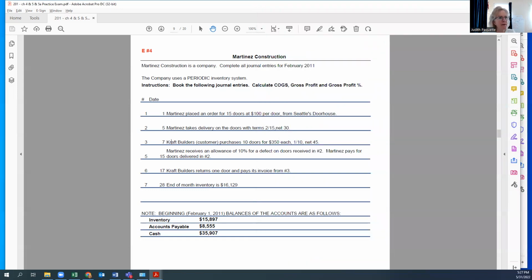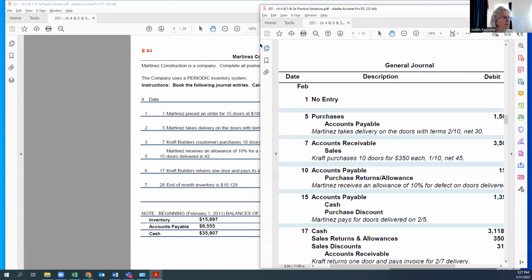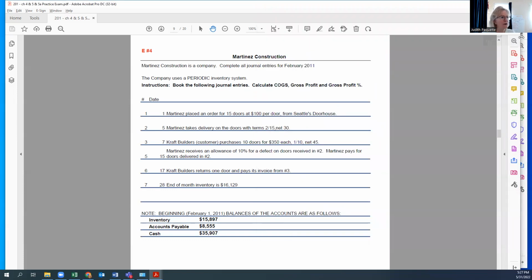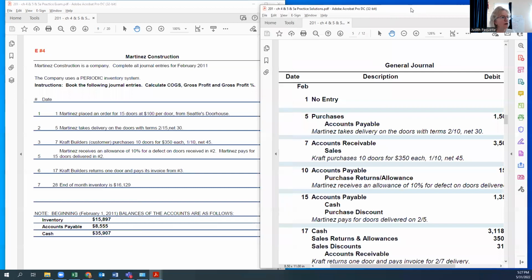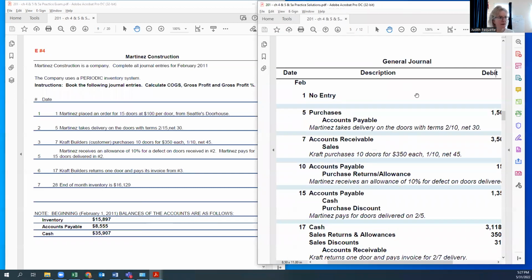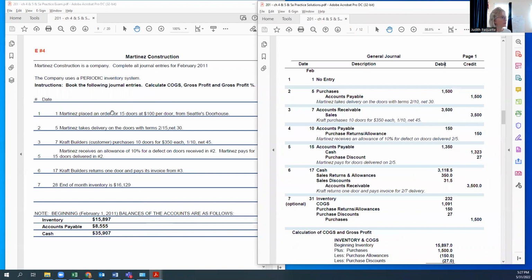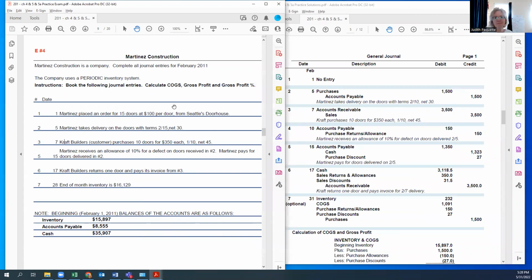I mean, think about the company Boeing, Shira, where you might have a huge backlog of orders and they don't get to call it revenue until they actually ship the order. Okay, so Martinez placed an order, but nothing has happened yet. Now Martinez takes delivery. Now we say purchases, accounts payable. Okay. And when you say takes delivery, it just means they got the inventory, correct? Okay, got it.